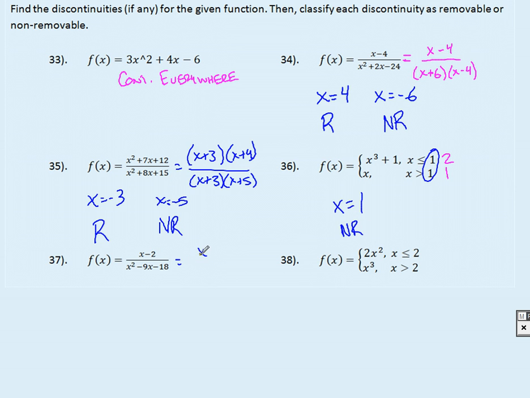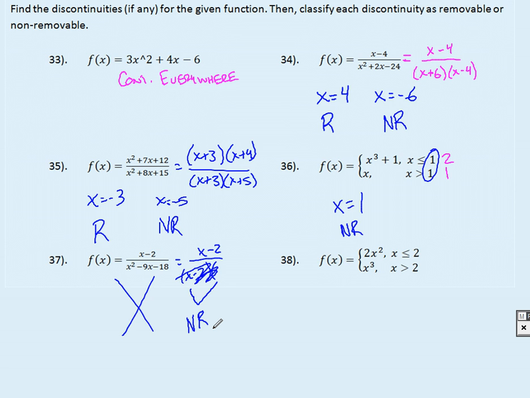37, factoring. X minus 2 up top. X minus 2. And, oh, actually, I take that back. I forgot. This is the one that we said to skip because it didn't factor right. You would just, same idea though as these two, try to factor and see if anything canceled. If not, well, nothing's going to cancel here, so whatever my two factors on the bottom would be, they would both be non-removable as a result.